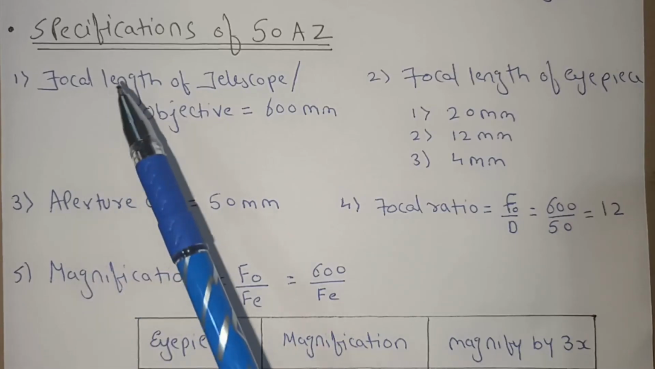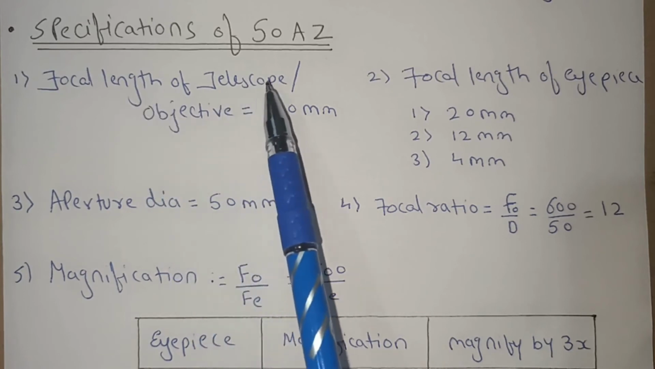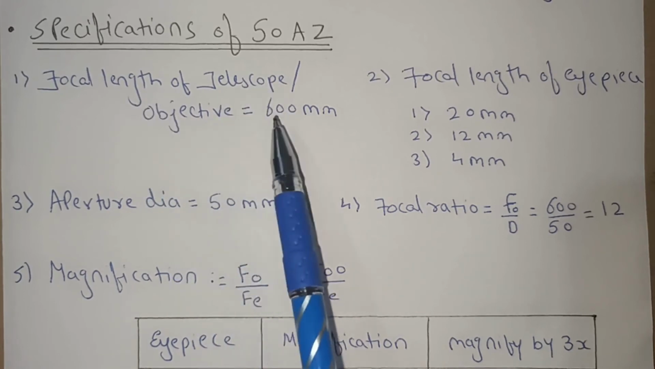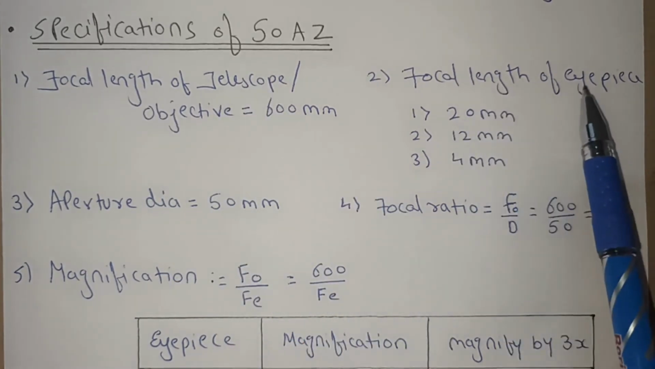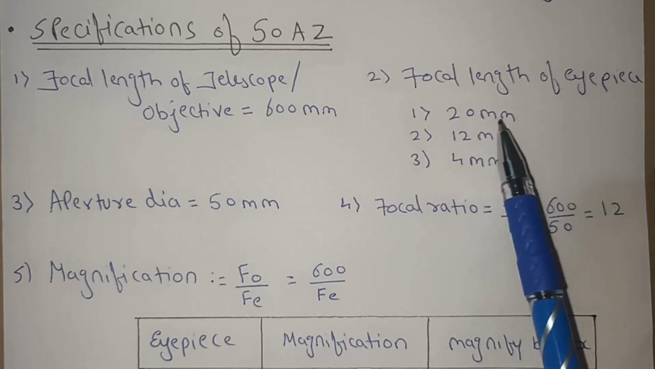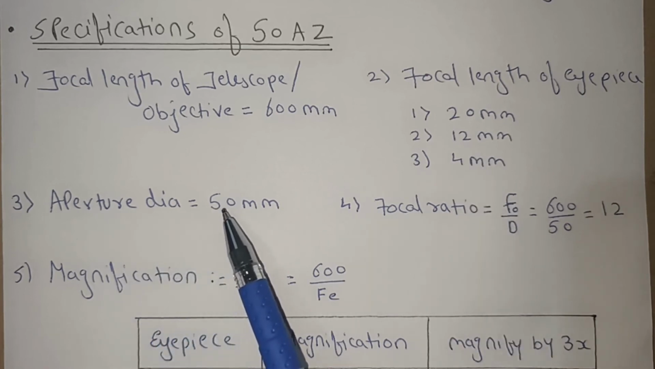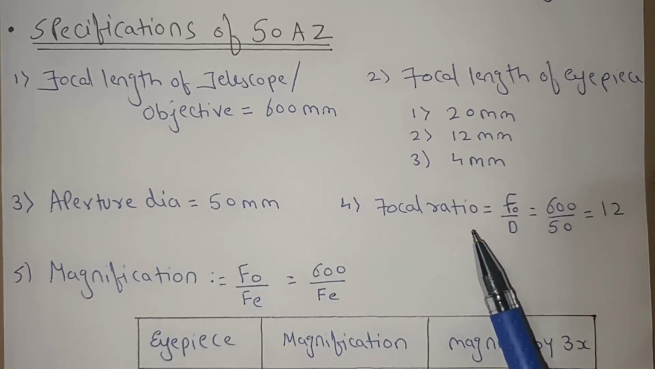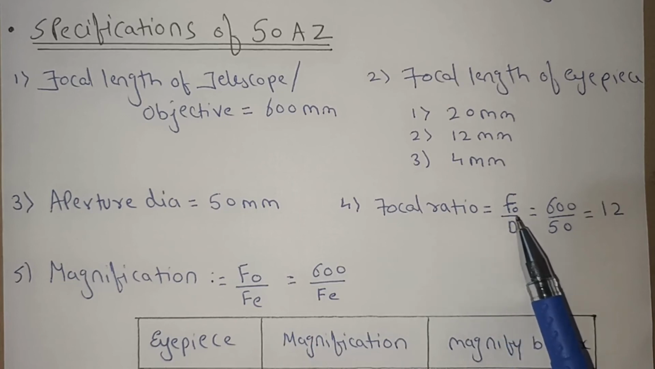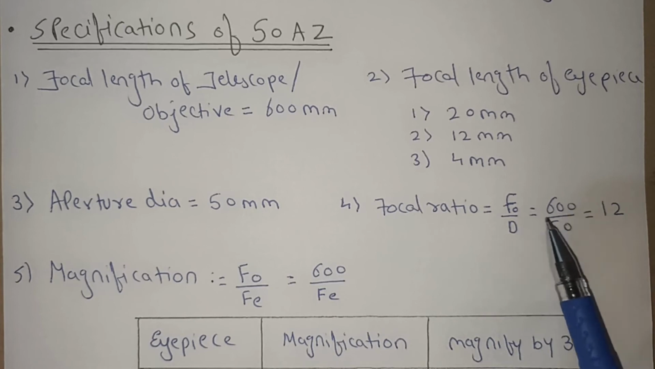Now these are the specifications of the 50AZ. The focal length of the telescope, or you can say objective lens, is 600 mm. The eyepieces are provided in three focal lengths: 20 mm, 12 mm, and 4 mm. The aperture diameter is 50 mm. The focal ratio, which is the focal length of the objective divided by the aperture diameter, will be 600 divided by 50, which is 12.